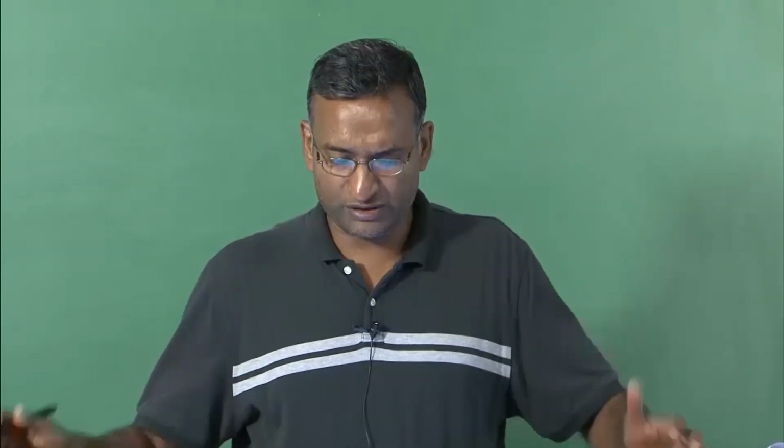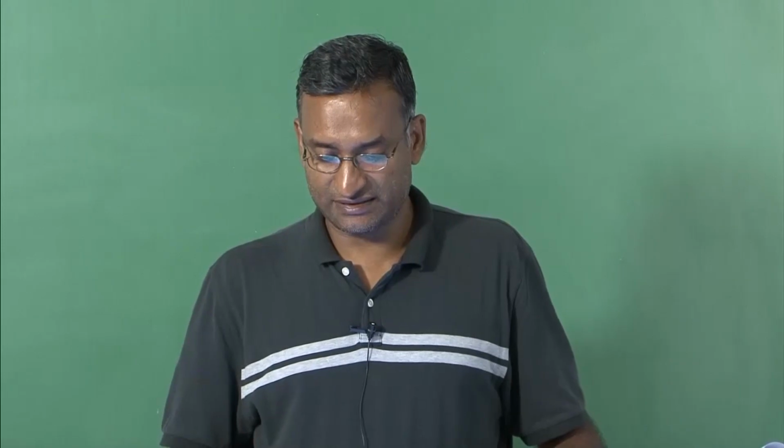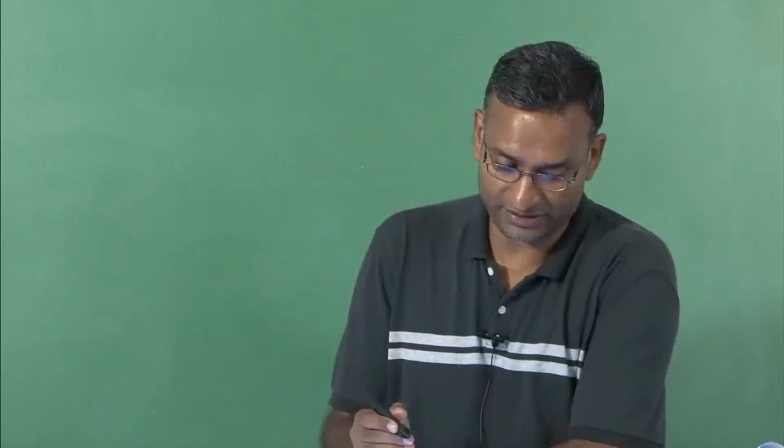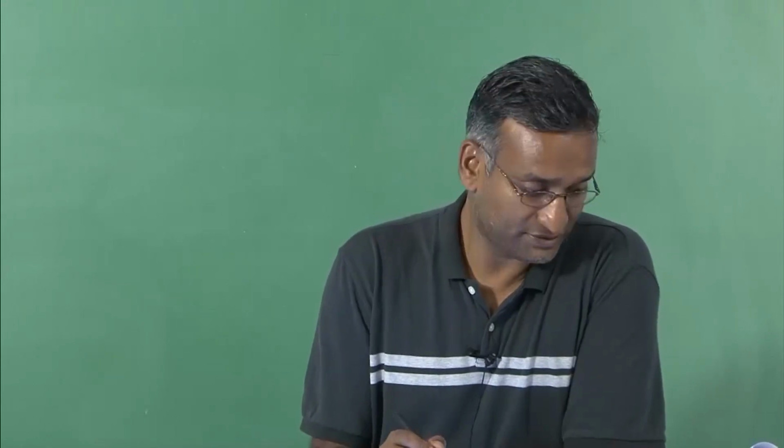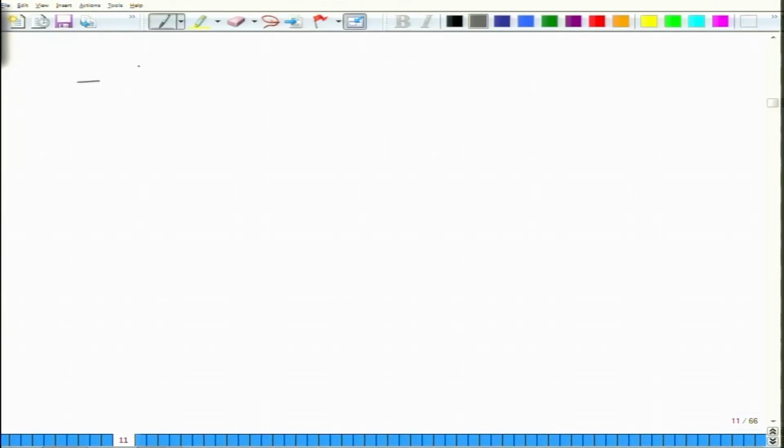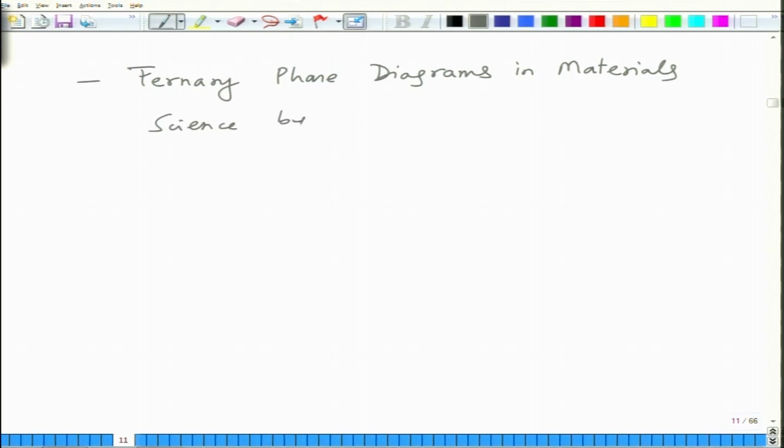So, we will not get too deep into ternary systems. We will close this discussion on ternary systems here, and I would suggest that for further reading on ternary phase diagrams, as I suggested, you should read the book on ternary phase diagrams in material science by D.R.F. West and N. Saunders. This is a very good book.